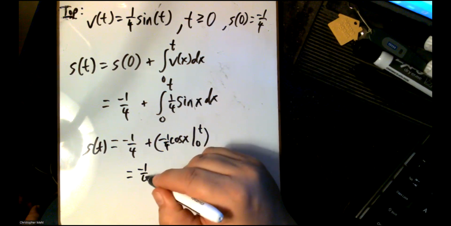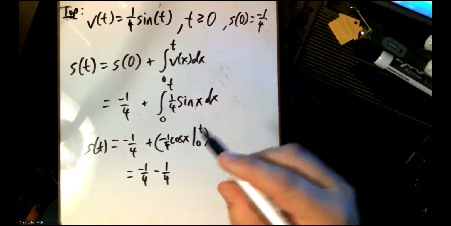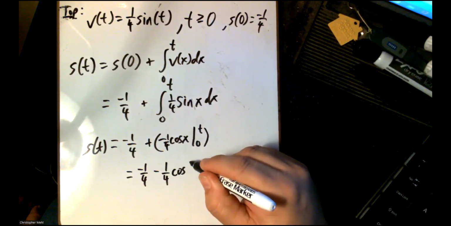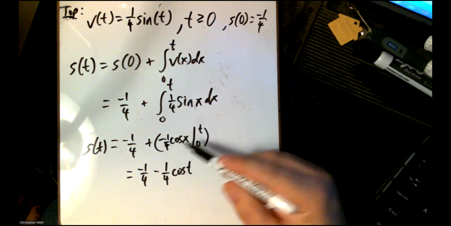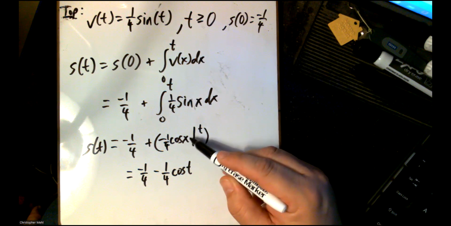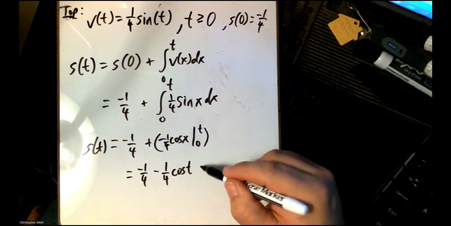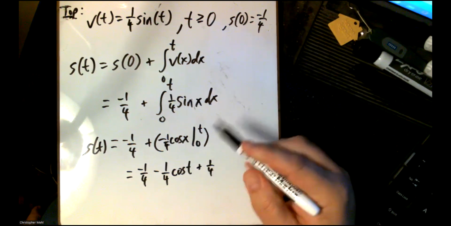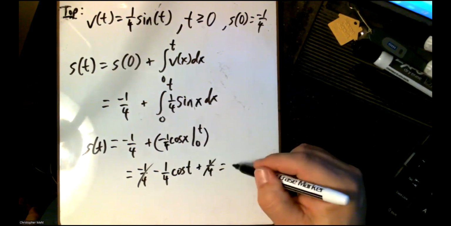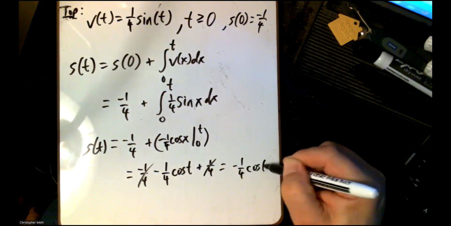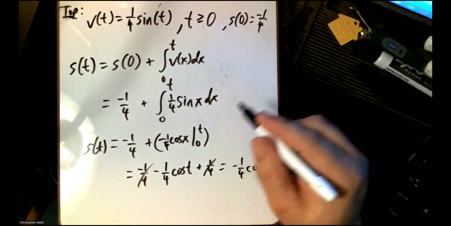So that's going to be negative 1/4 cosine of t, and then minus a cosine of 0, which is 1, so that's minus a minus 1/4 times 1, so that's plus 1/4. So those cancel, and you're left with 1/4 cosine of t. And just remember, be careful. It's easy to make a mistake on the signs here.